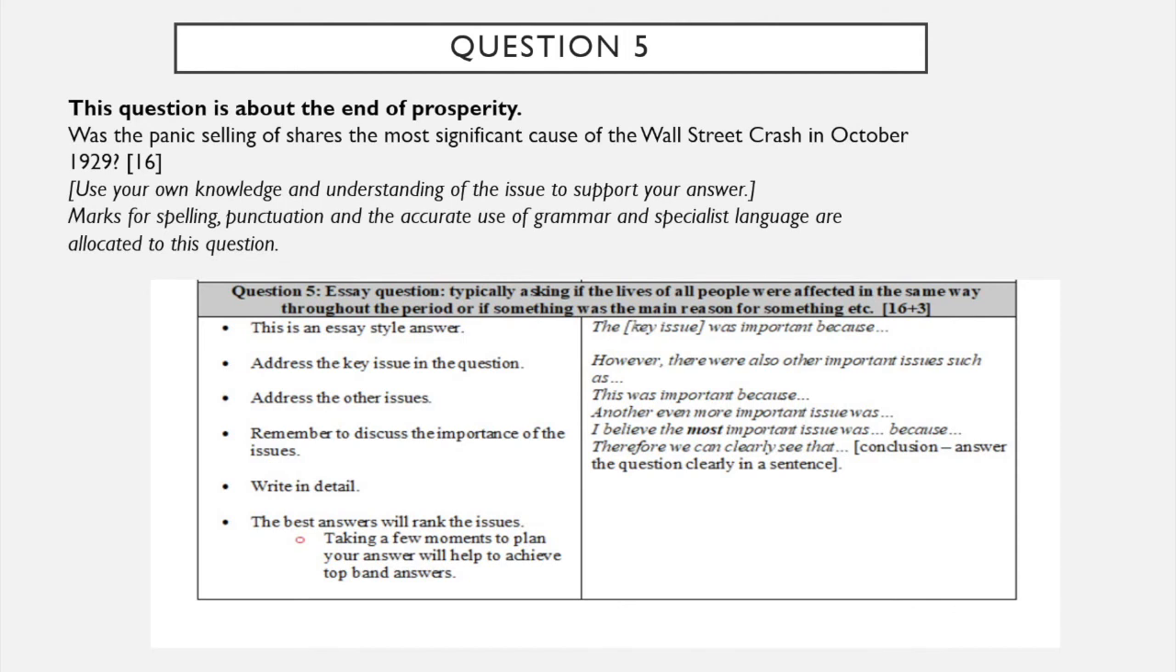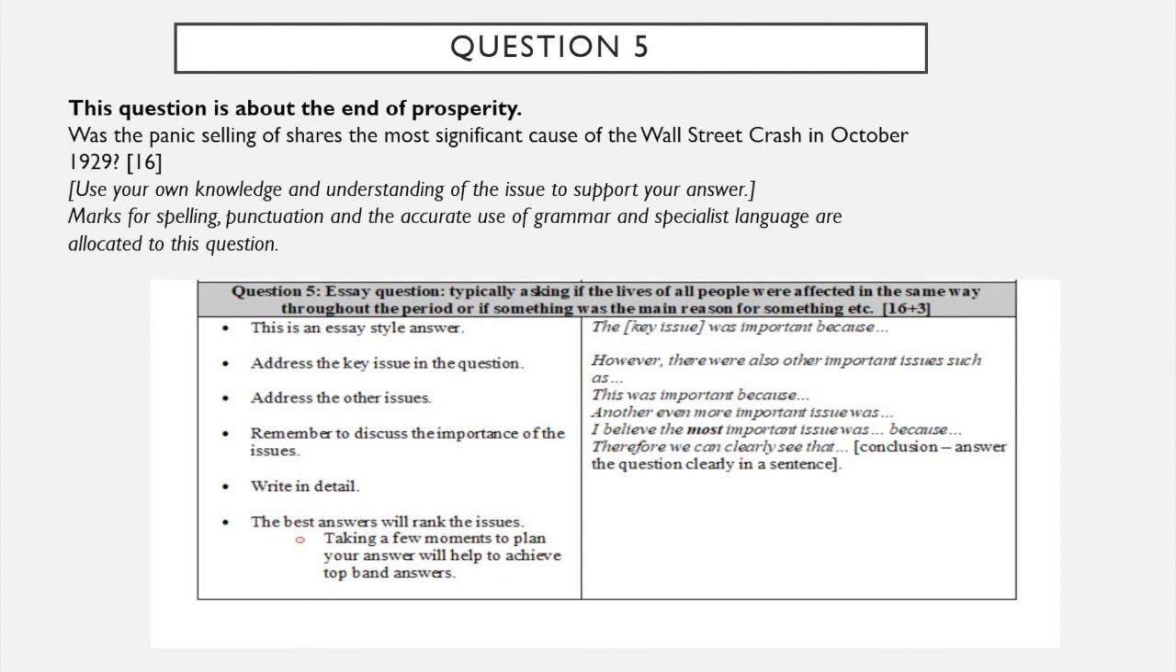You always address the key issue in the question first. So the way I would go about it with this one is I'd talk about panic selling and why that was important. And then if you don't think it's the most important, or you think it's somewhere in the middle, or you think it's the least important, I would say that in your opening paragraph. So if you think it's the most important, you'd say why it was the most important. And I would then probably go from most important to least important.